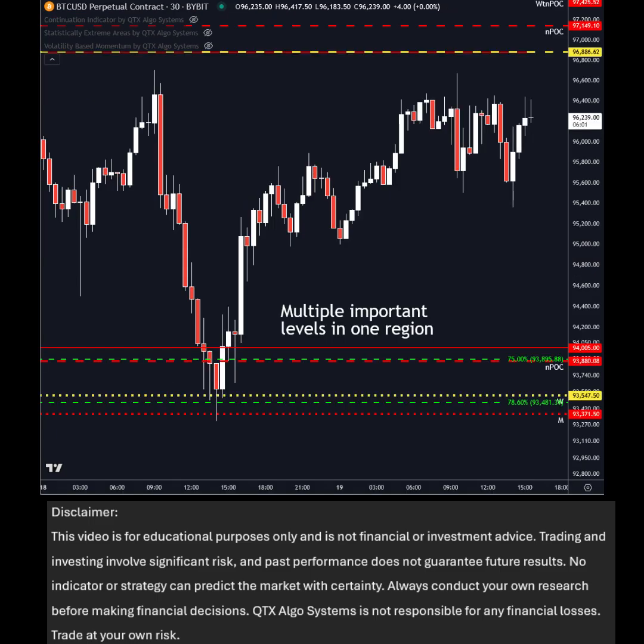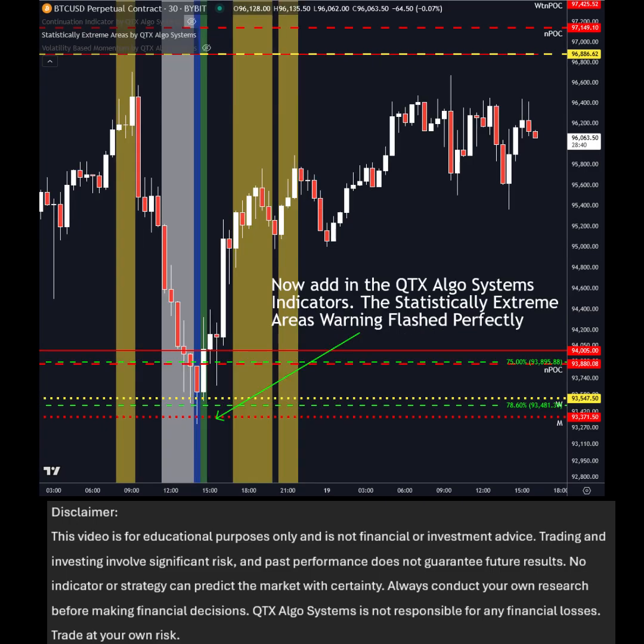Now, with all those levels marked, we go back to the 30-minute chart, and there are multiple levels all in the same area. That is a confluent level, but that is not enough to enter a trade. Next, we add in the Statistically Extreme Areas by QTX Algo Systems. The white color flashes first as the initial low warning, then blue is even more extreme, and green flashes when a reversal from a statistically extreme low area occurs.